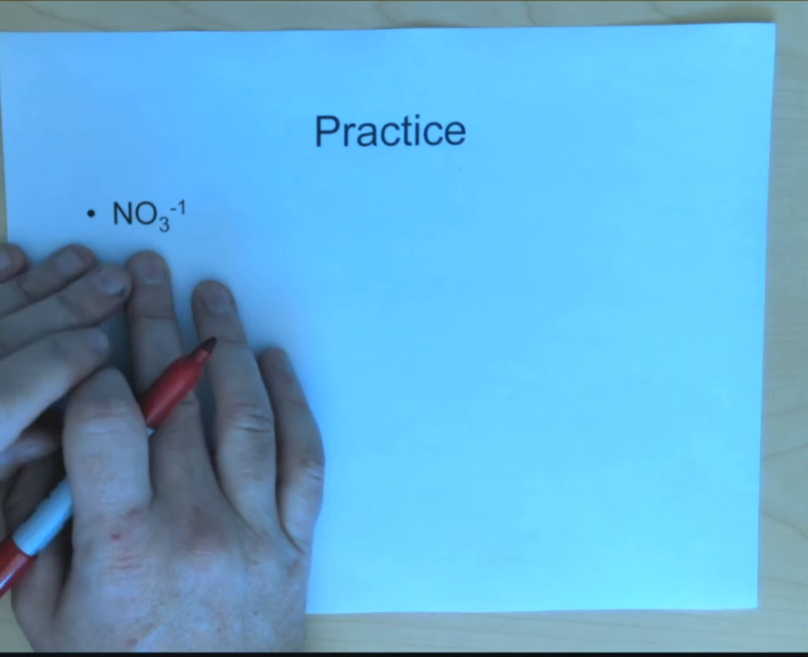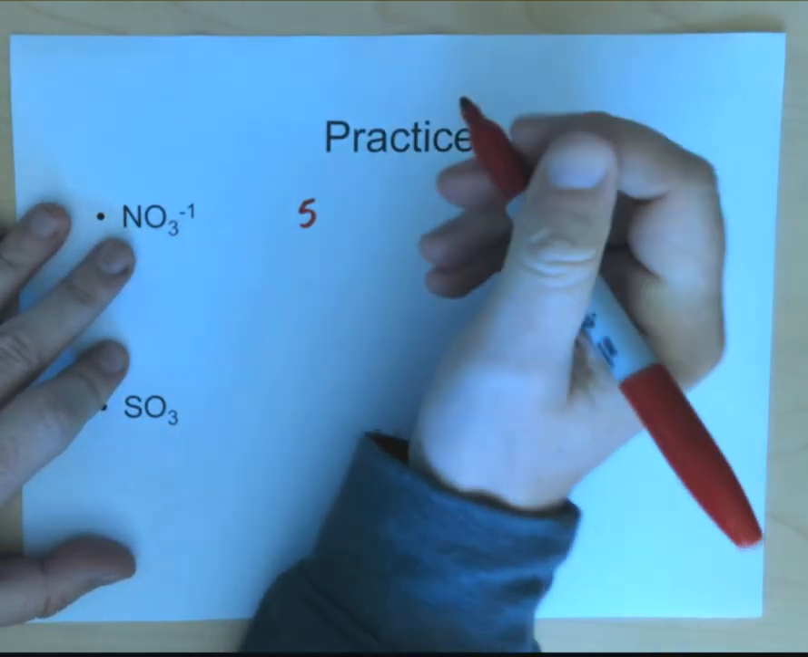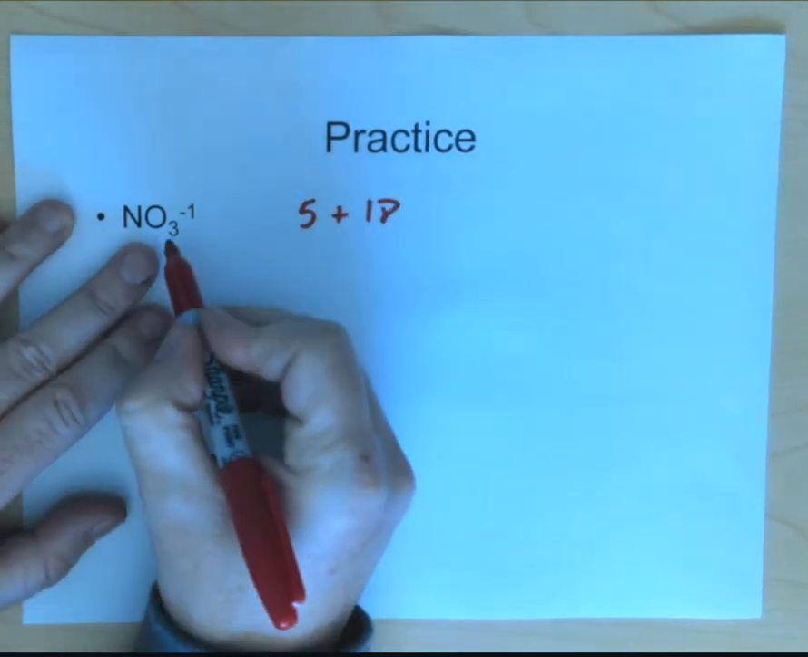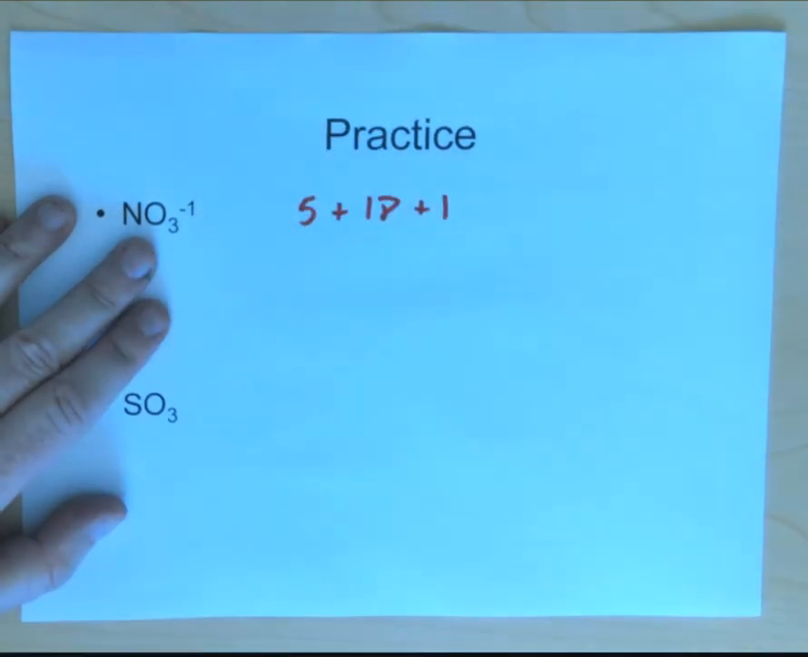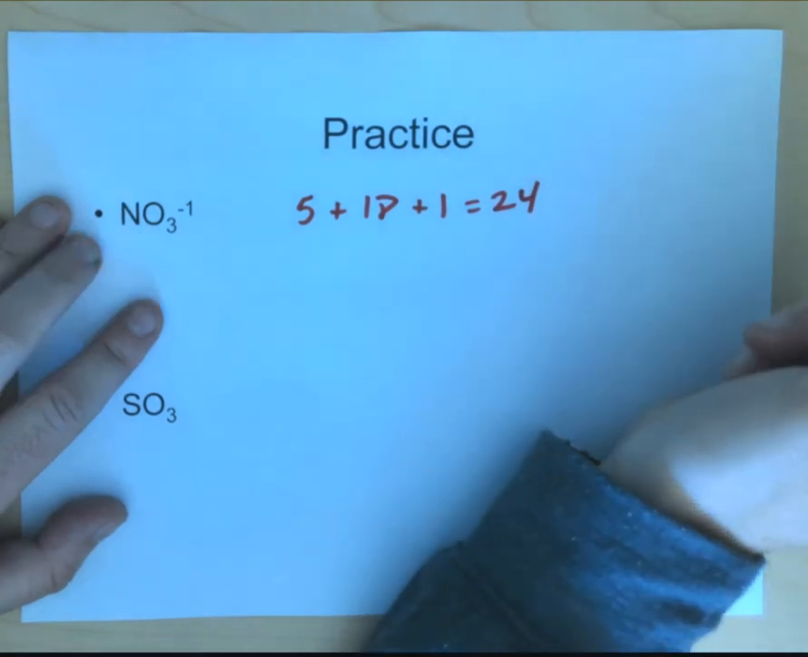Okay, so this is the nitrate ion. First thing I'm going to do is count up the electrons. 5 from nitrogen plus 18 from oxygen. Again, it's 6 times 3, and the 1 for the -1 charge. So this is going to be 24 electrons total.